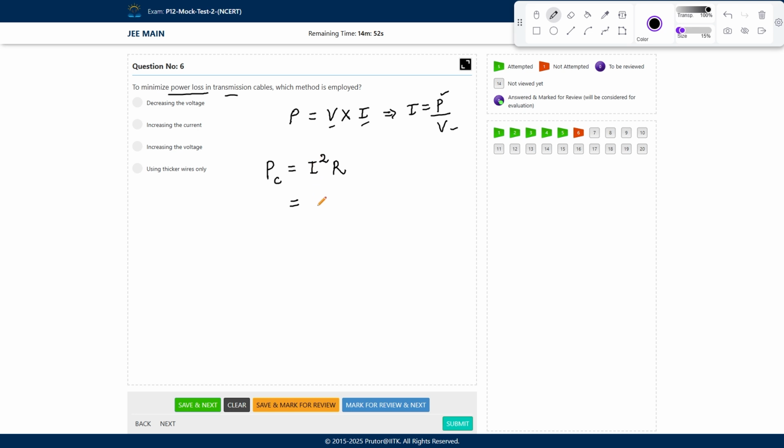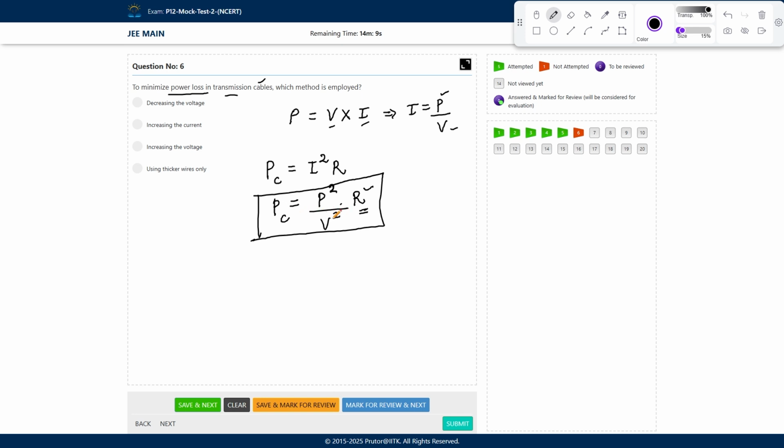So put here in place of P, so it will become P square by V square into R. So this is power consumed or power loss in the transmission cables. We cannot reduce the power rating of the device. We can reduce the resistance, but transmission cables are for distant transfer of electricity. For great length there can be a significant resistance. We cannot reduce it much.